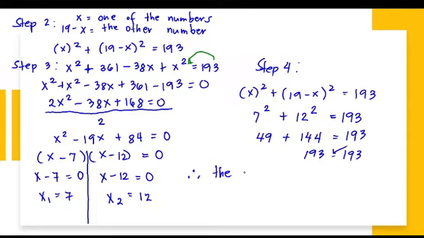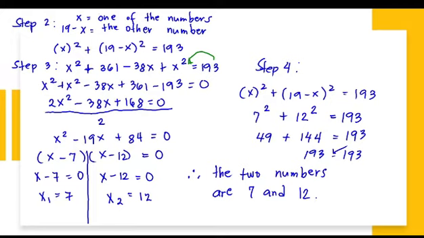So, therefore, susulat natin lagi yan sa dulo, yung answer, the final answer. The two numbers are 7 and 12. Ayan. Okay? So, that's it for example number 2.